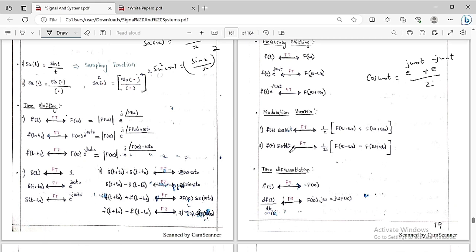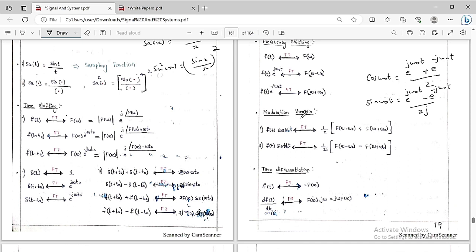Now, f of t into sin omega naught t. What is sin omega naught t? Sin omega naught t is nothing but e to the power of j omega naught t minus e to the power of minus j omega naught t, divided by 2j. Same thing here also. If you multiply f of t, we are going to get this one minus this one by 2j. If you know this formula, then getting this is a piece of cake.